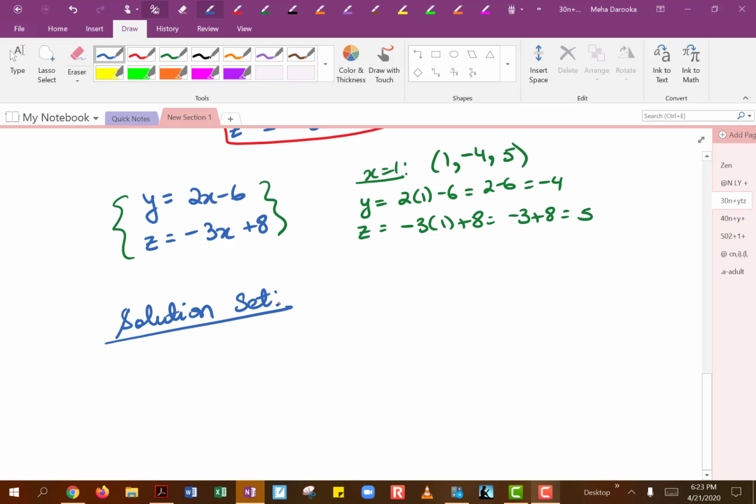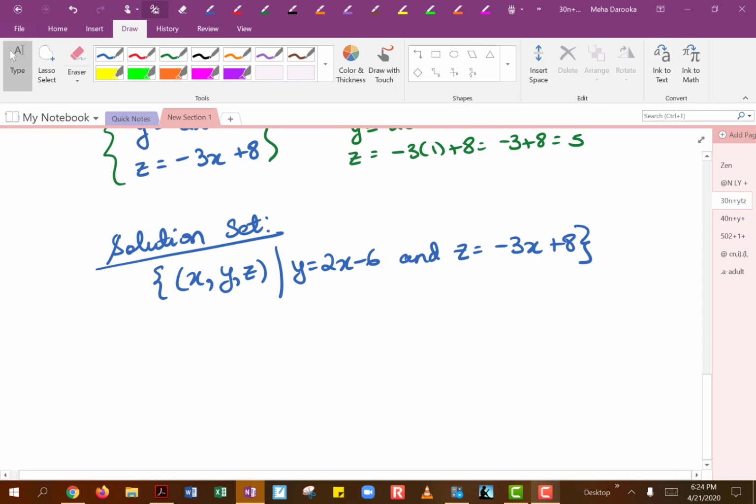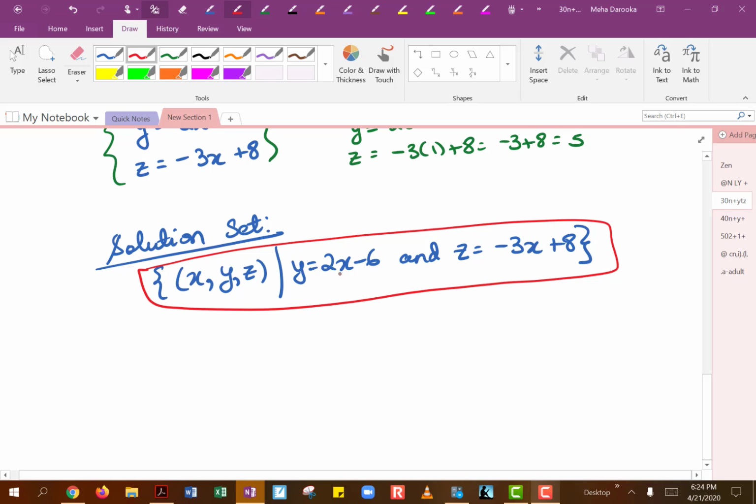So we would use the set builder notation again, like we had seen in the previous section. So this would be the ordered triple x, y, z. And then here we would say y equals 2x minus 6 and z equals minus 3x plus 8. So this is one way of writing our solution set, and this would be in terms of x, right? Because y is defined in terms of x and z is also defined in terms of x.